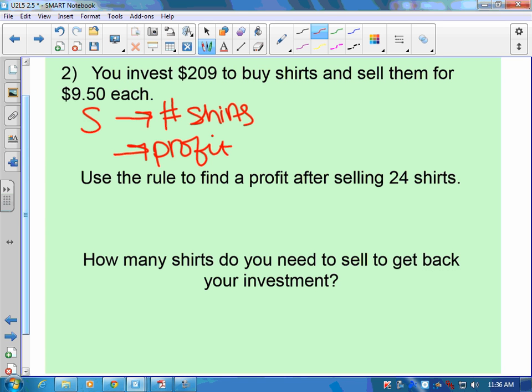If my independent variable is S and I want to write a function, what should my dependent variable look like? Zach? F of S. Those variables have to match. Now that I have my variables named, what will my function look like for this problem? Zach?